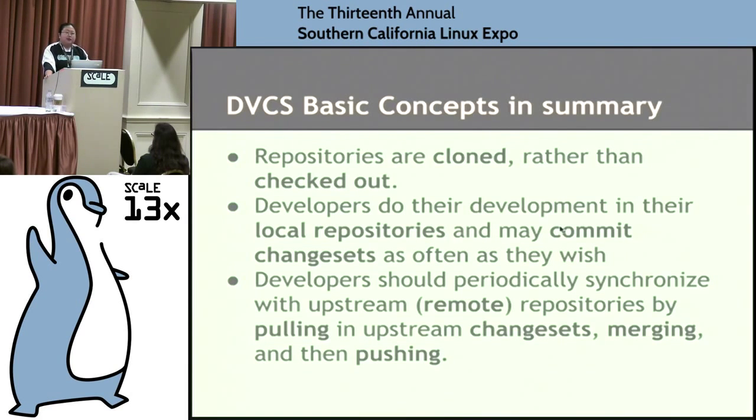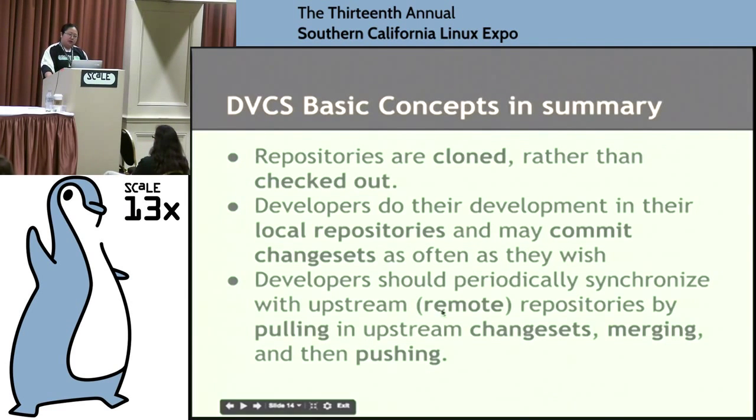So in distributed version control systems, as you know, everyone has a copy of the repository. And that's why we call it cloning. We don't call it checking out. It's not like we're borrowing a library book. We have our own copy of the repository. And the way that you work in distributed version control is that you have your own copy of the repository. We'll call it the local repository. It's the one that's closest to you. You make any changes you need to, and when you want to synchronize upstream, you push those changes up.